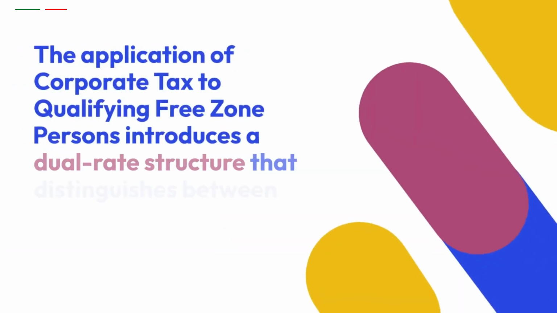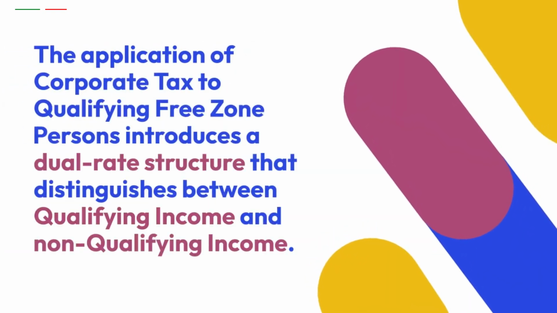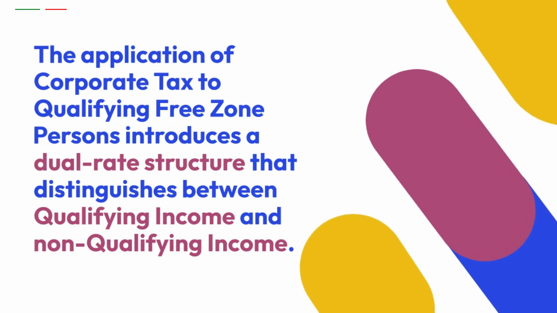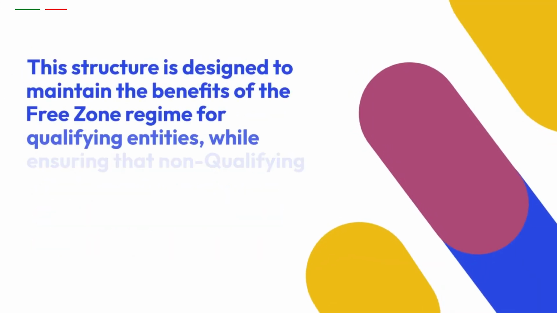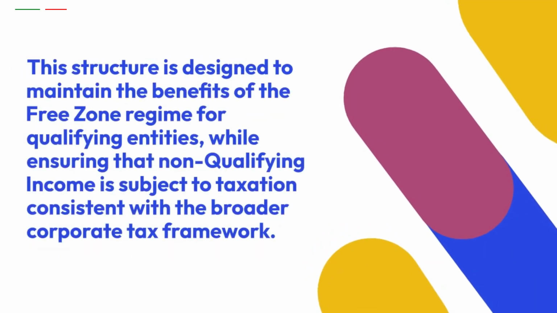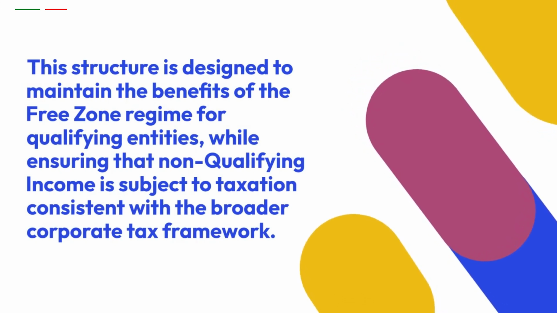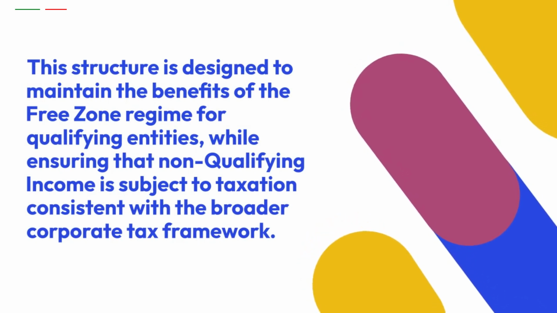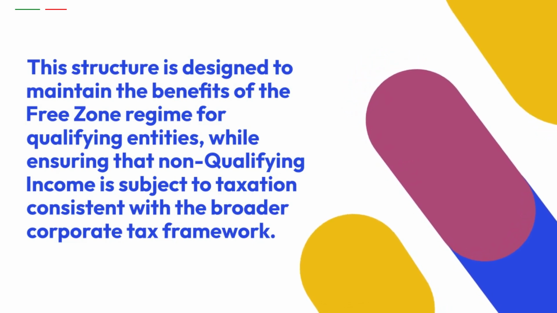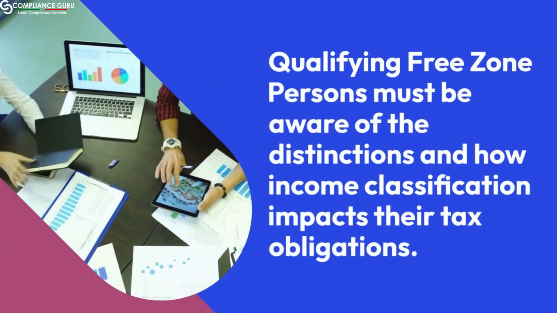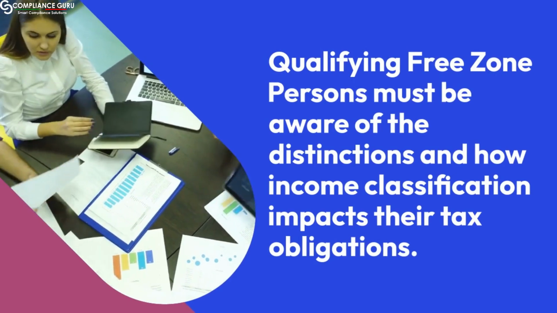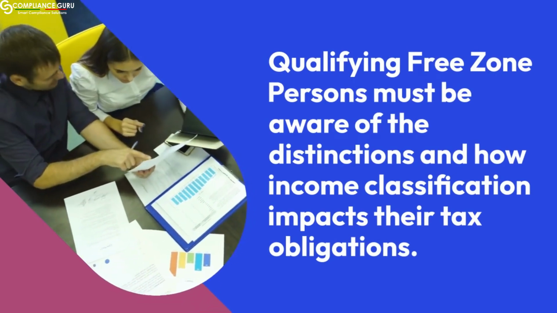The application of corporate tax to qualifying free zone persons introduces a dual rate structure that distinguishes between qualifying income and non-qualifying income. This structure is designed to maintain the benefits of the free zone regime for qualifying entities, while ensuring that non-qualifying income is subject to taxation consistent with the broader corporate tax framework. Qualifying free zone persons must be aware of the distinctions and how income classification impacts their tax obligations.